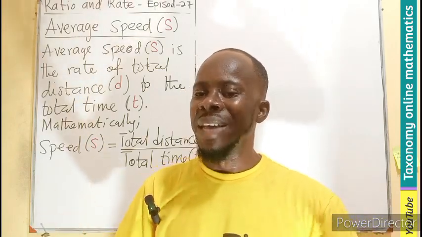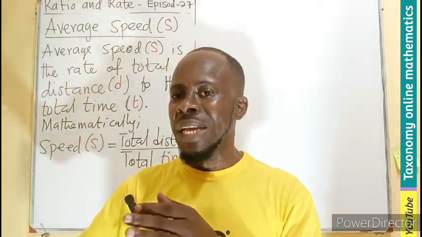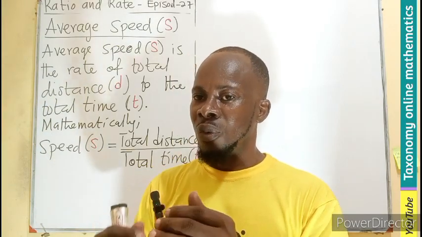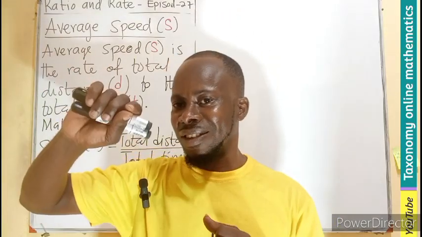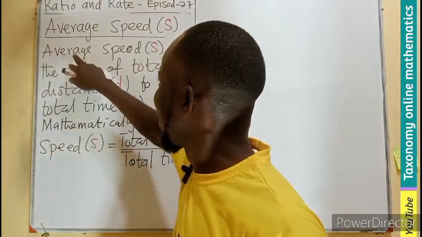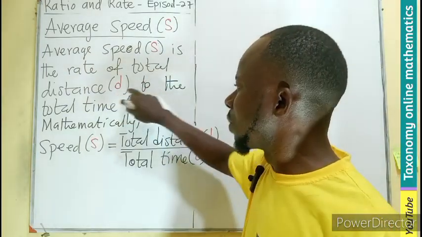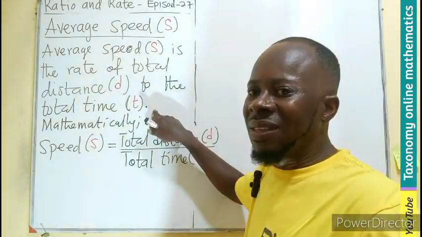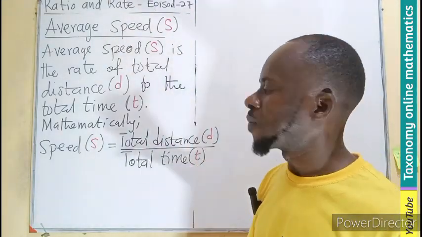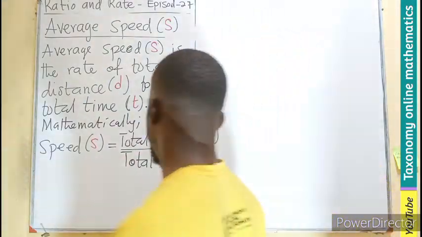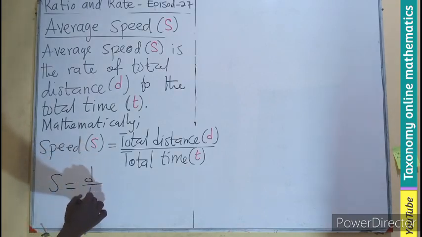You'll be hearing the driver is speeding. It means the distance covered relative to time is very small. So within a short distance, within a short time, he covered a longer distance. That gives us the speed. So we are saying that average speed is the rate of total distance to the total time. So mathematically, we can write it as total distance covered over total time taken. If we are going to use the abbreviations, S will be equal to D over T.